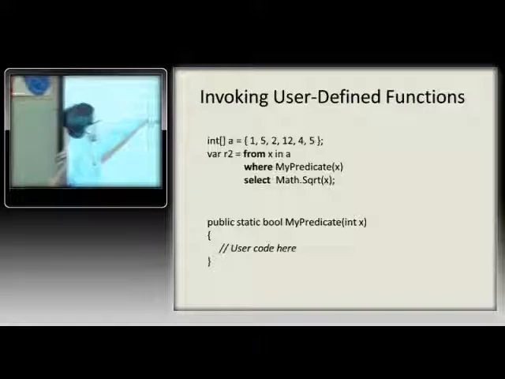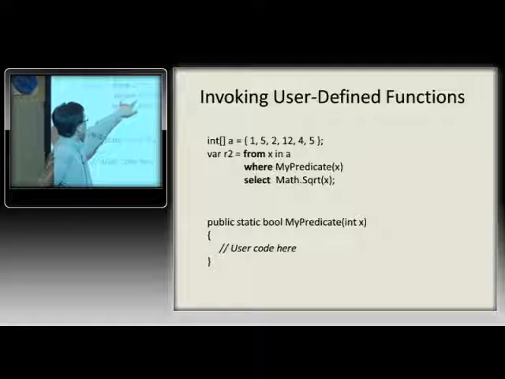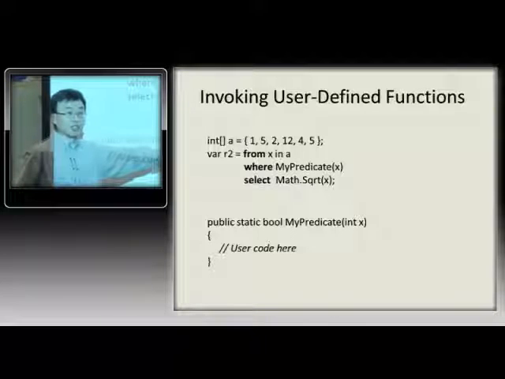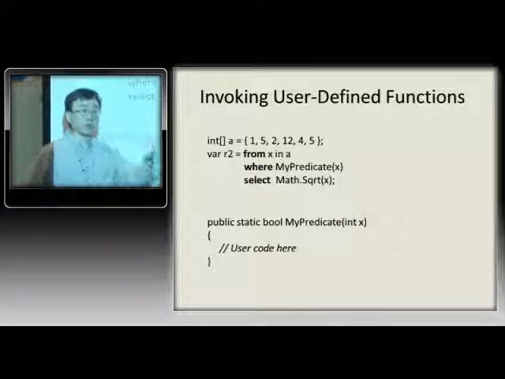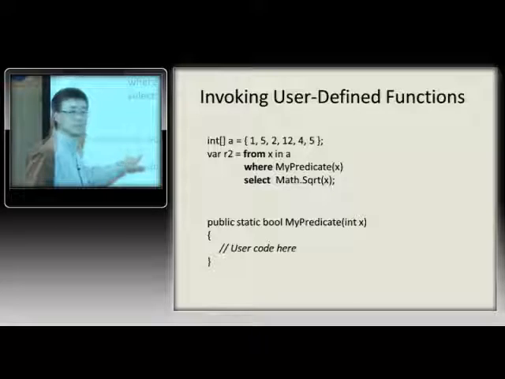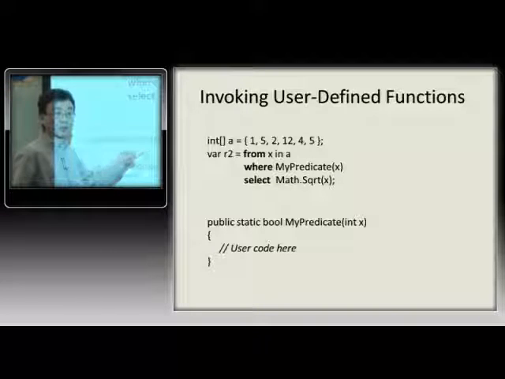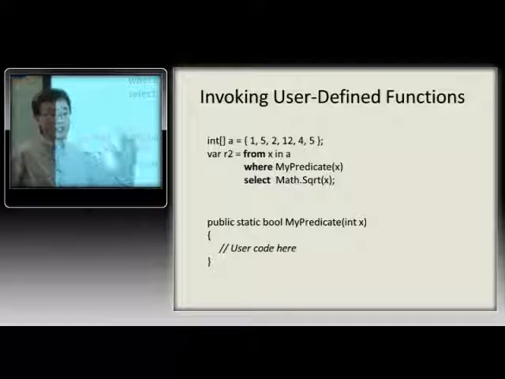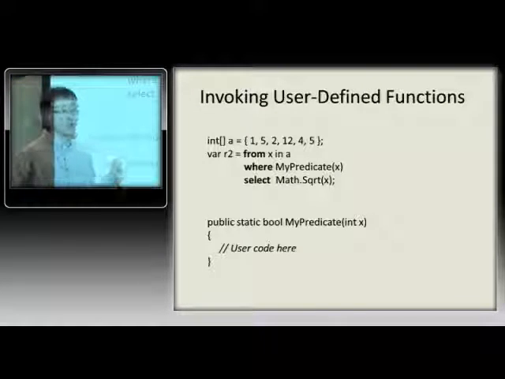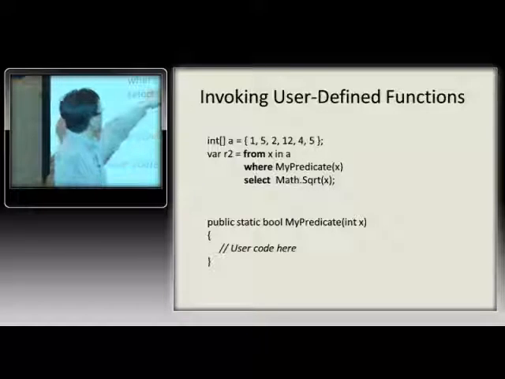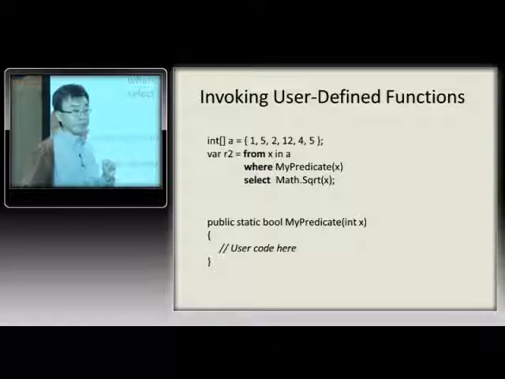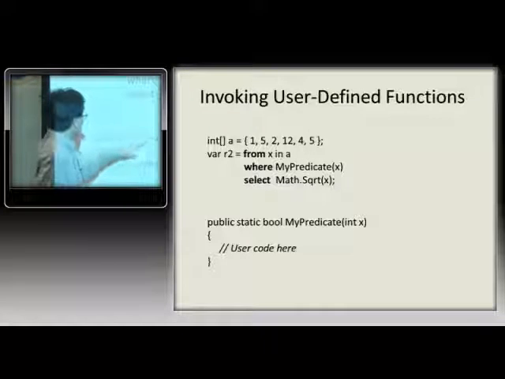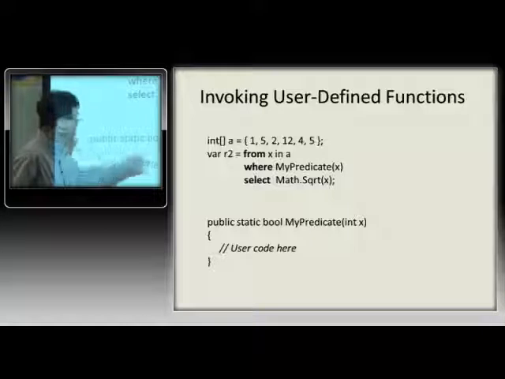What do you mean by that again? You mean here? My predicate is some user-defined code. It's your code, right? You can write the predicate, you can write the method, just like you define a method or a function, and you want to use it, you can use it in the where operator. The return type should be bool. This one returns boolean.